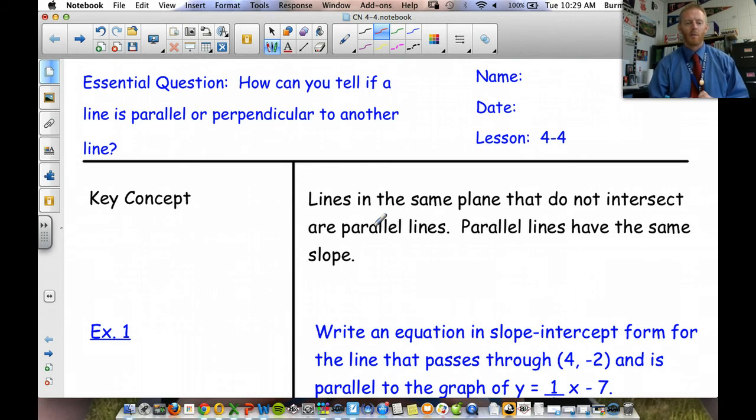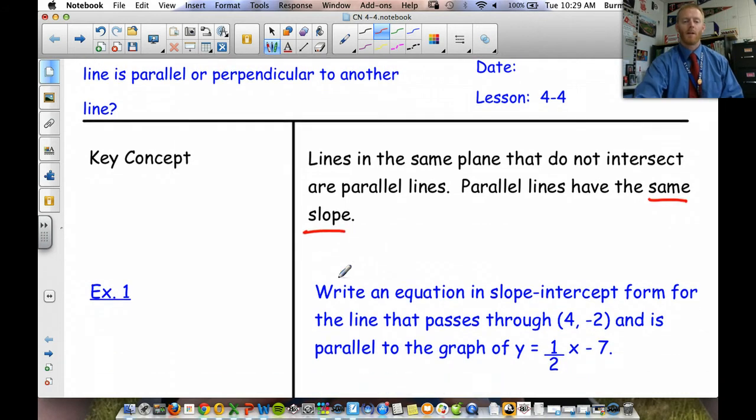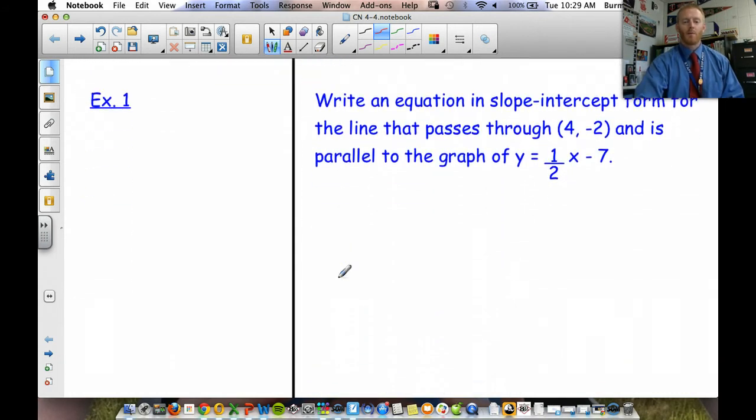Now you guys all know that parallel means that they're never going to intersect. They're going on forever with never intersecting. That means they must have the same slope. So the big idea here: parallel lines have the same slope. Obviously perpendicular lines are going to have a different slope, but they have a special relationship that we will share with you today.